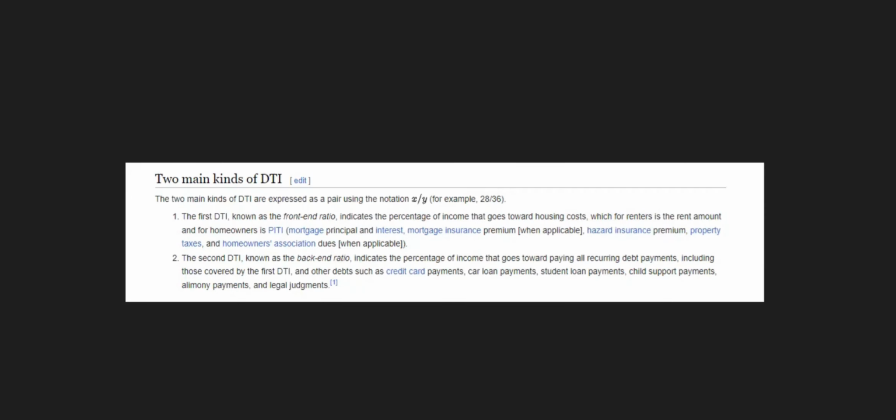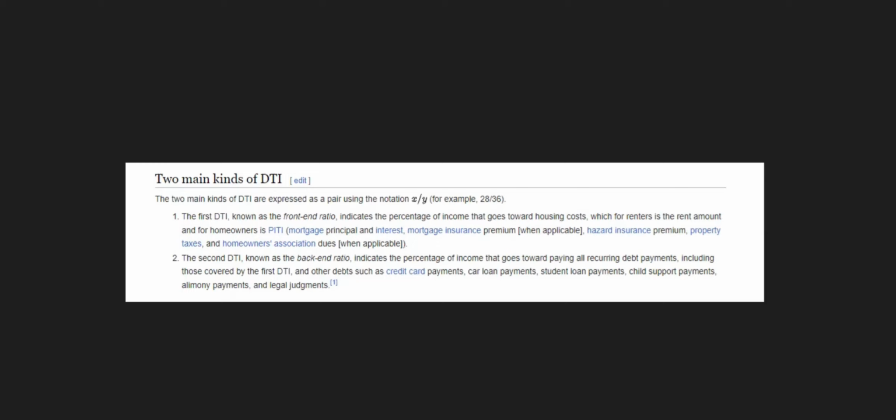Wikipedia says there are 2 kinds of debt to income ratio. The first type of debt to income ratio is the front end ratio. This includes everything that has to do with your mortgage. That's your principal, your interest, your mortgage insurance, your hazard insurance, your property taxes, any homeowners association fees. If you're in a manufactured home on a rented lot, it would also include the rental fee for the lot and any other locally assessed fees that have to do with home ownership.